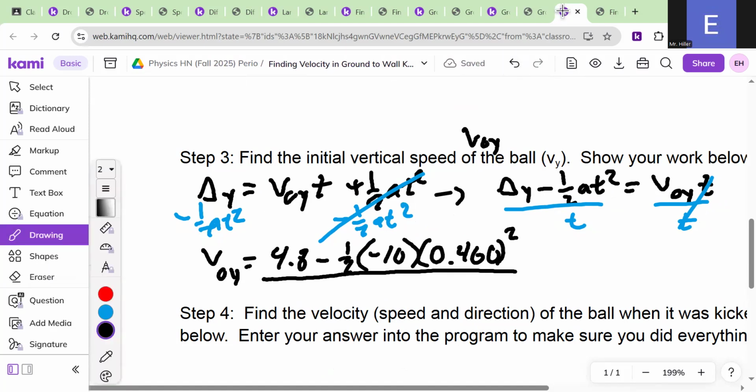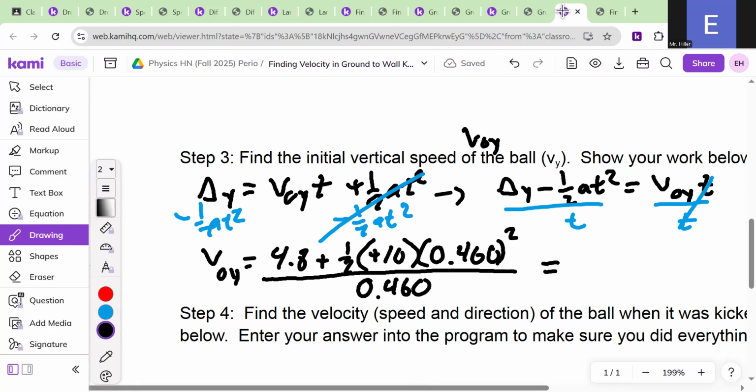There we go. Sorry, I almost messed that up. We subtracted the 1/2 a t squared. Good, I got that. Squared. Oh, so we got to divide by t. So we're going to divide by 0.460. Okay, now the negative and negative will cancel, so we are going to end up adding at the end here. So let's put that in our calculator and let's figure this out.